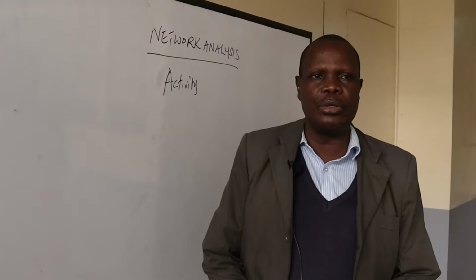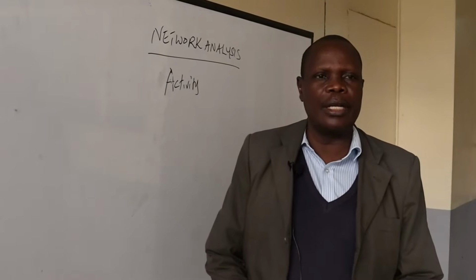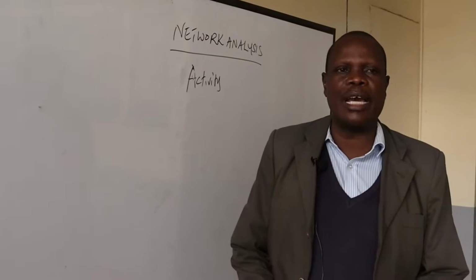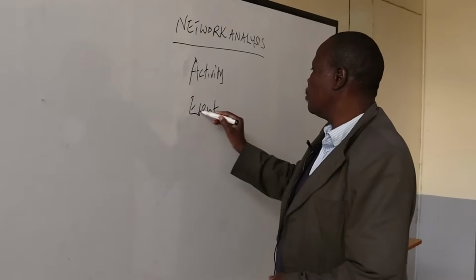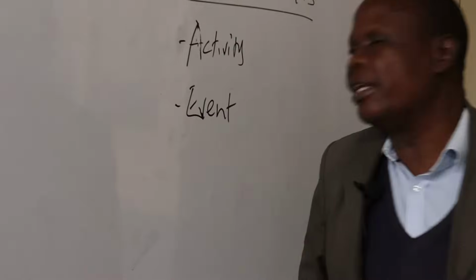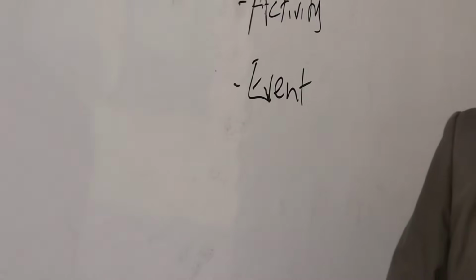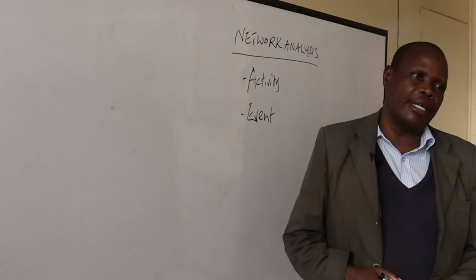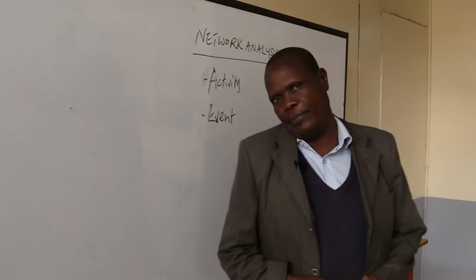The second terminology which we'll be studying here, which you are supposed to know in the network analysis, is an event. An event is a time description which is given for the starting and the ending time for an activity. So basically, activity has got two events, that is starting and the ending time.